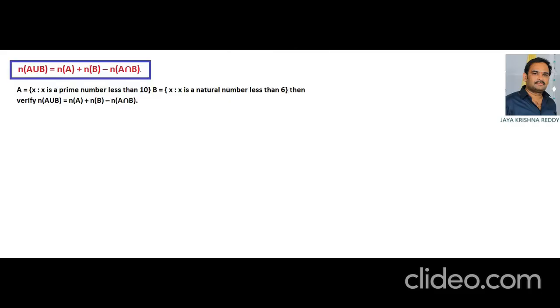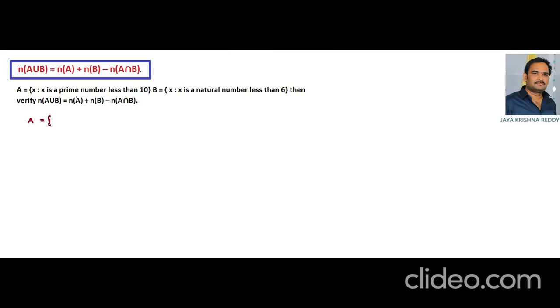Let us prove this with one example. Let us solve this question. Set A equals x such that x is a prime number less than 10 and B is x such that x is a natural number less than 6. So the sets are given in set builder form, we have to convert it into roster form.